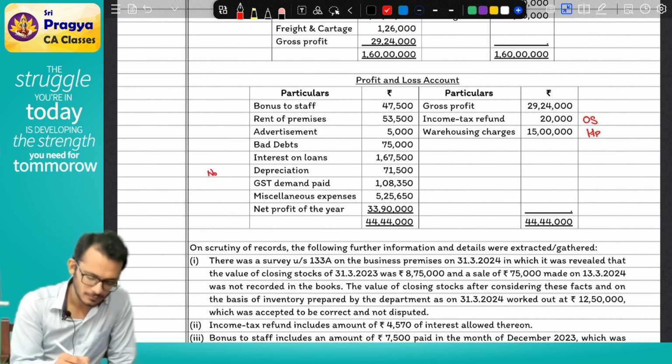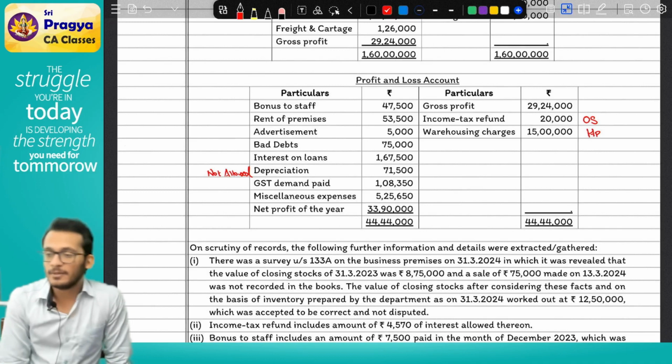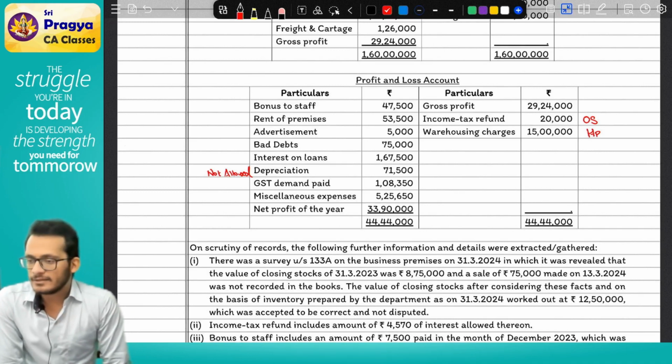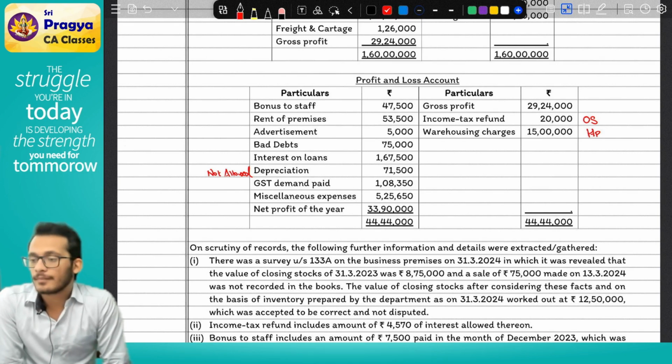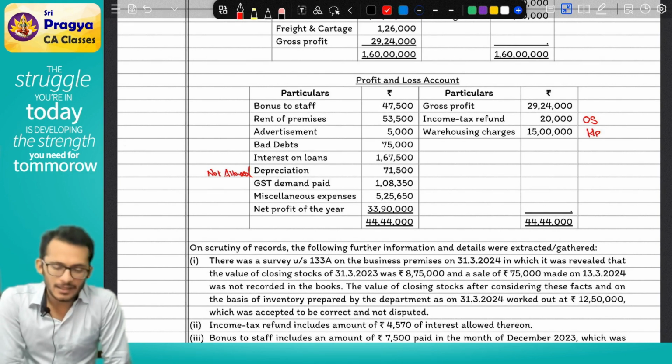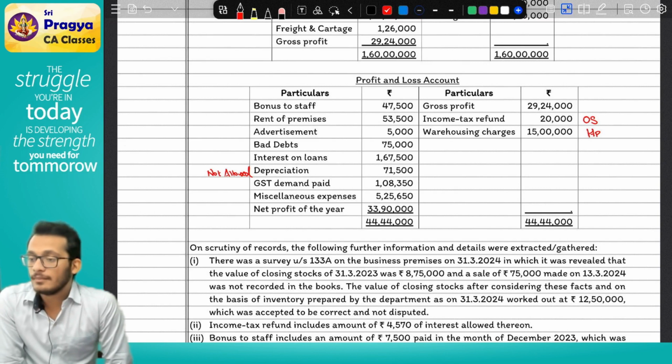Why, Rahul? Hey, this is accounts. Do I look at accounts? No. I told you depreciation as per accounts should be disallowed. Next, GST demand paid. PGBP, non-PGBP? PGBP. Allowed, not allowed? Allowed.